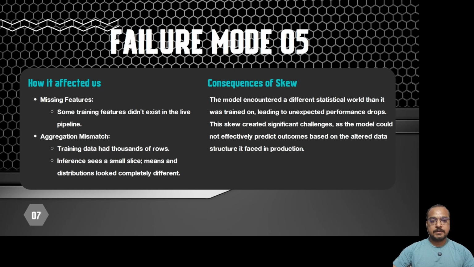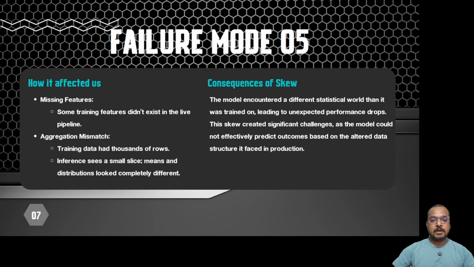So, how did it affect us? We hit this in two distinct ways. The first was missing features. Some features that were present in our training CSV simply didn't exist in the live data pipeline. The model had learned to rely on them. They were part of how it understood the problem. In production, they were gone.